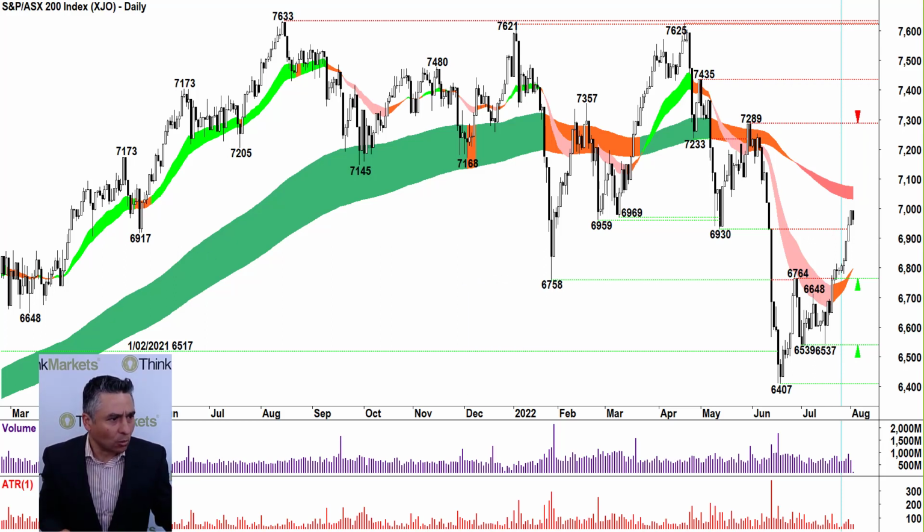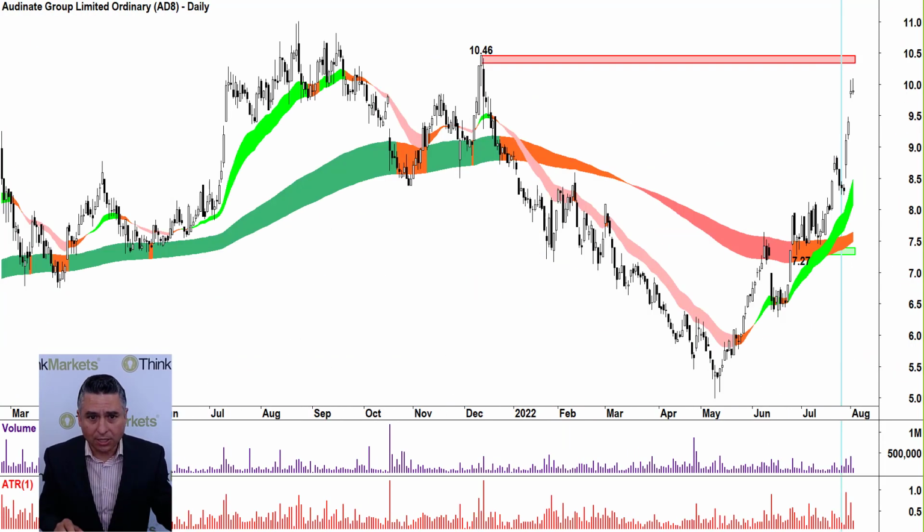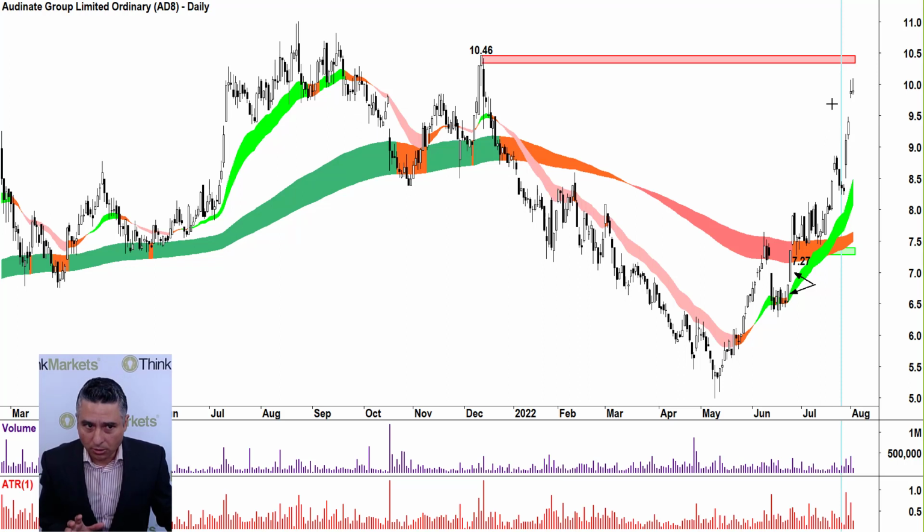Let's have a look at Audinate. For James, one of the favourites obviously in these sessions. We picked it up, I reckon, in these sessions, we started looking at it somewhere around here on these two candles. I'm pretty sure if you managed to get in around there, you've done very well, congratulations. What do we do now?